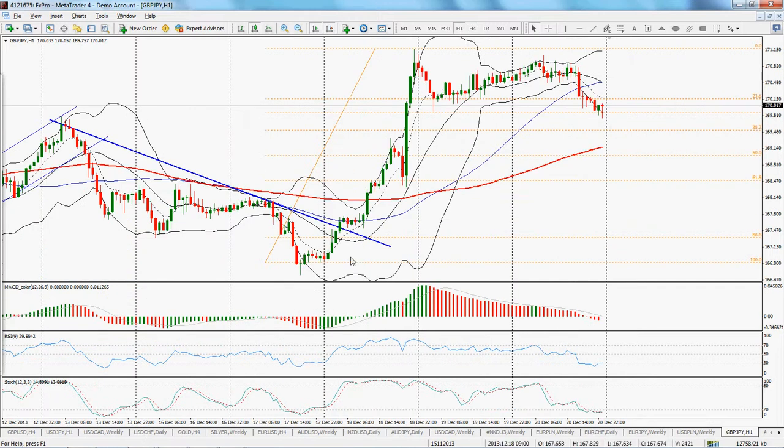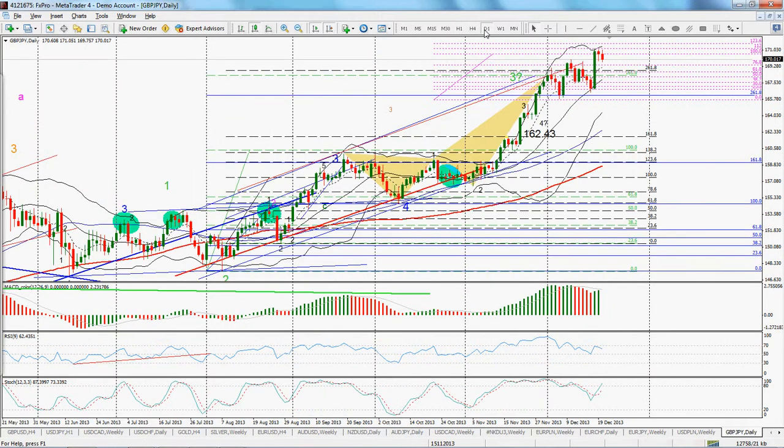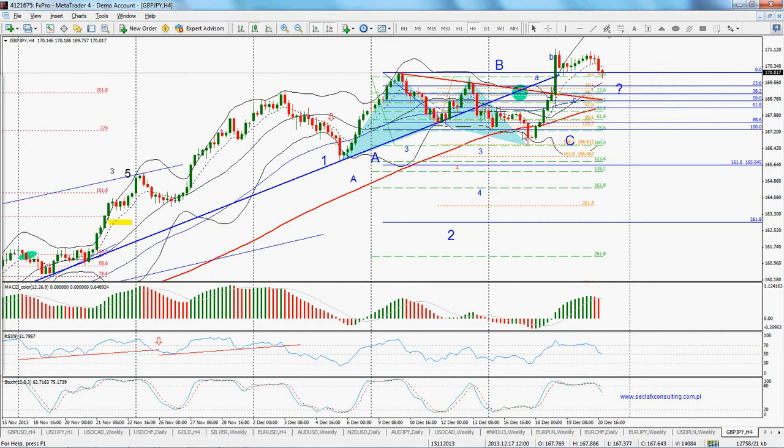So this C wave has ended. There was the C wave, typically 100 of the A wave, and at the same time an internal count of 160 on 38.2 has been reached as well. 1, 2. Okay, let's go to the 1 hour chart.